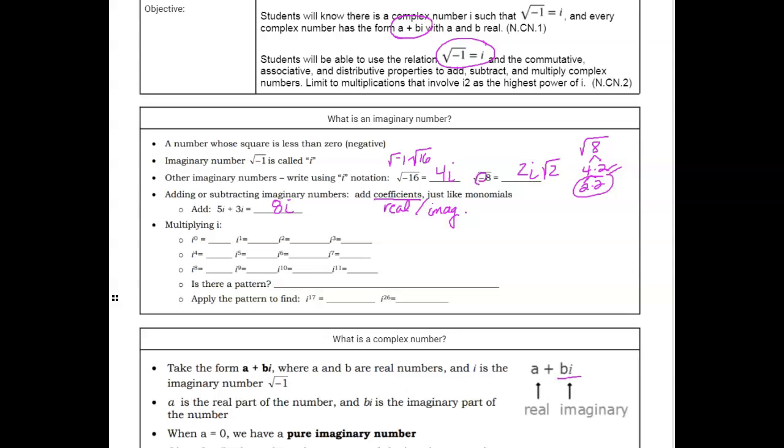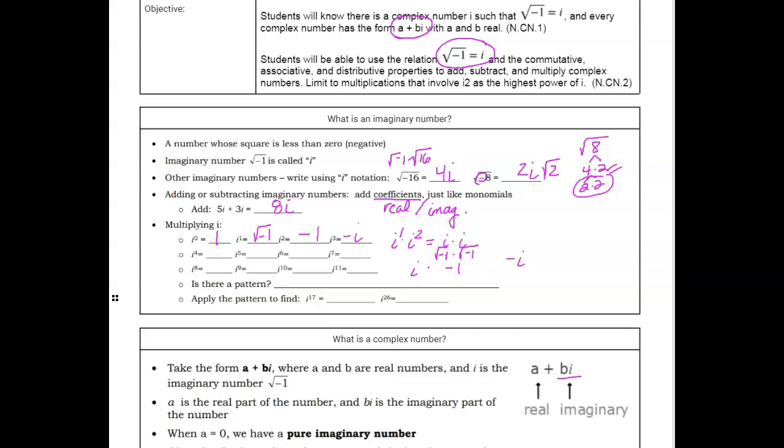So anything to the 0 is still equal to 1. That rule doesn't change. i to the first is i. i squared, well, what if I had i squared is the same as i times i? That's the square root of -1 times the square root of -1, which is -1. And remember, when you had a double, we could take those out, and it just becomes the number inside. i cubed is the same as i squared times i to the first. So that would be -1i.